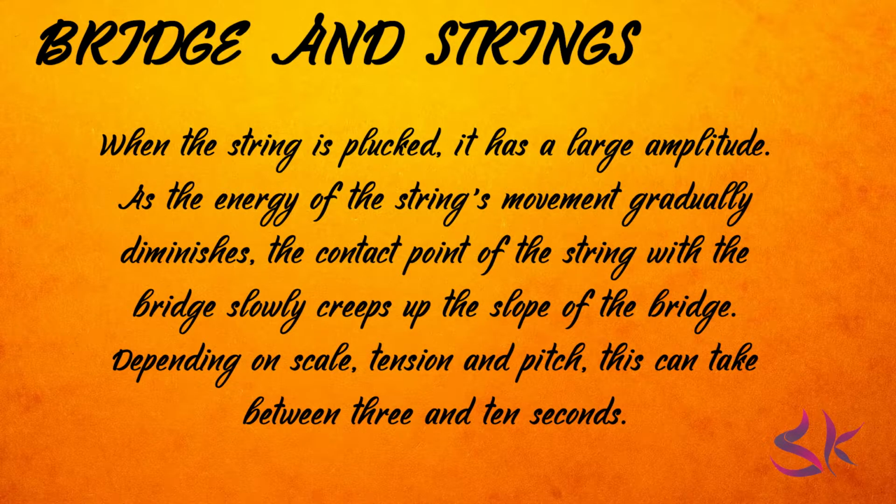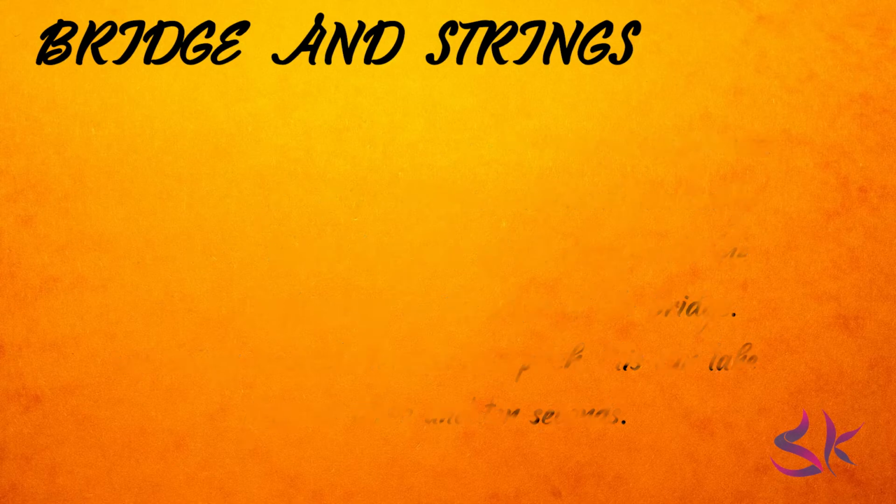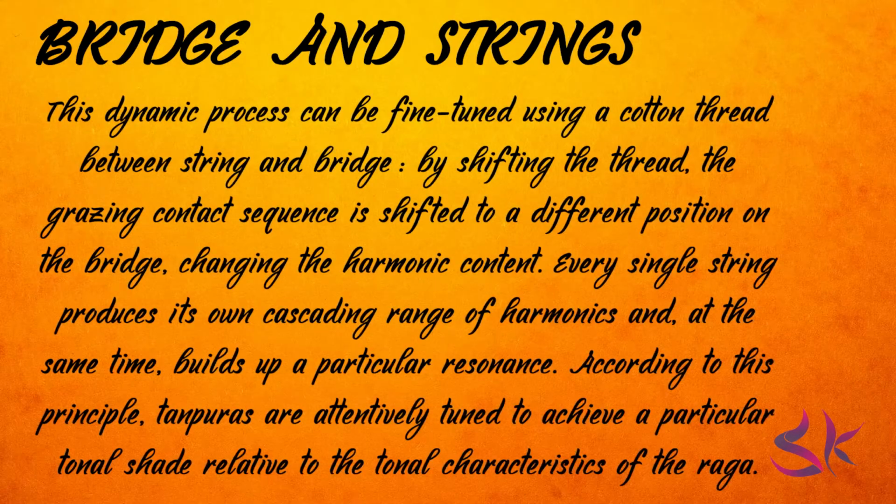Depending on the scale, tension and pitch, this can take between 3 and 10 seconds. This dynamic process can be fine-tuned using a cotton thread between strings and bridge. By shifting the thread, the grazing contact sequence is shifted to a different position on the bridge, changing the harmonic content.